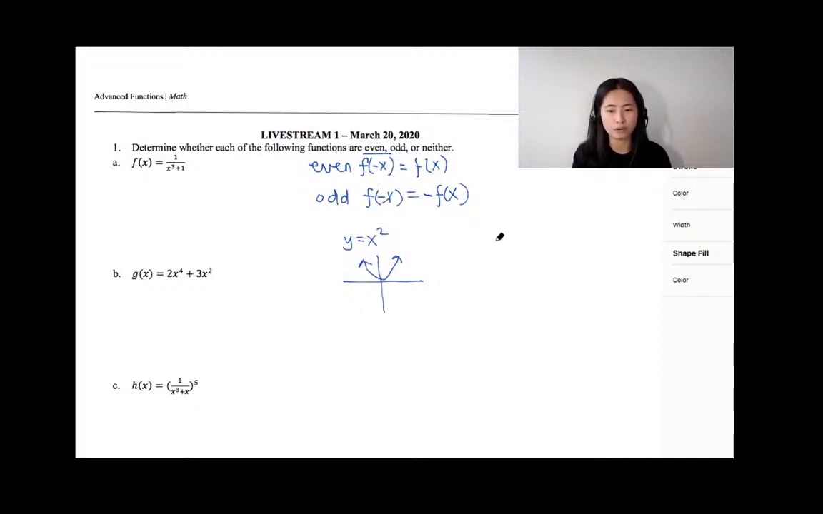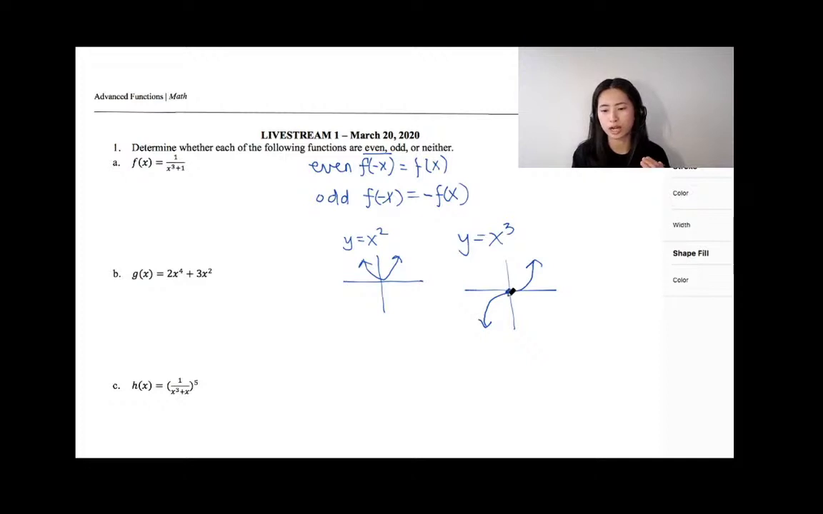But for an odd function, let's say you're looking at y is equal to x cubed, which is a cubic function. So your symmetry is actually 180 degrees, right, over here. And you have a point symmetry, to be specific, right here.